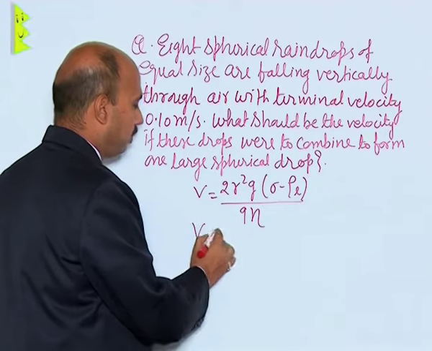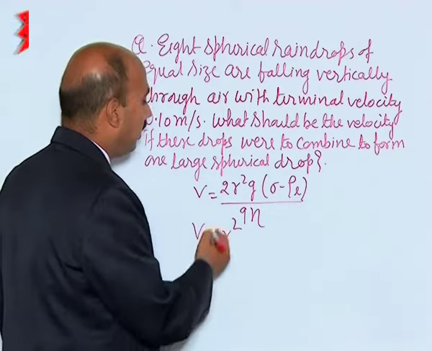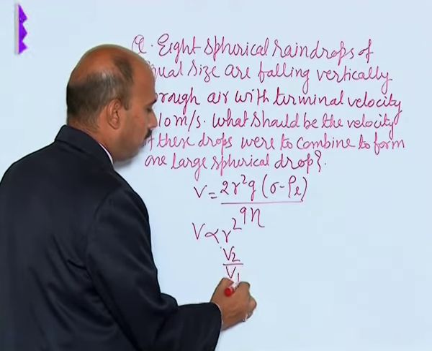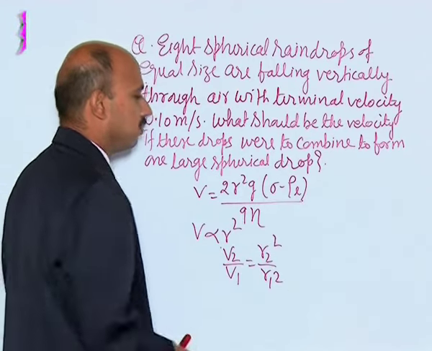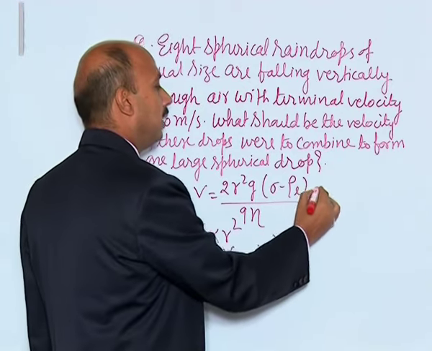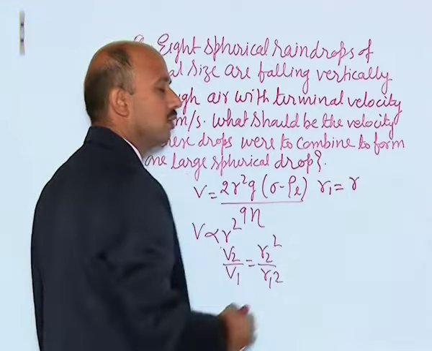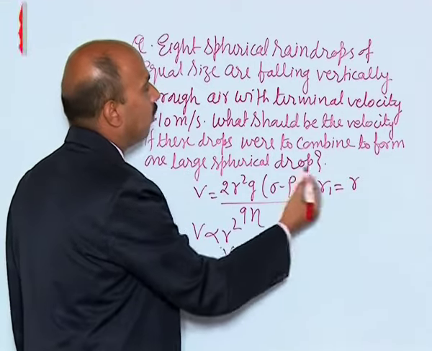It means V is proportional to r². So basically here you have to get the second one, the velocity of this. So you can write V2 upon V1 is equal to R2² upon R1². Now suppose R1 is equal to R. So now what would be the radius of the second one?